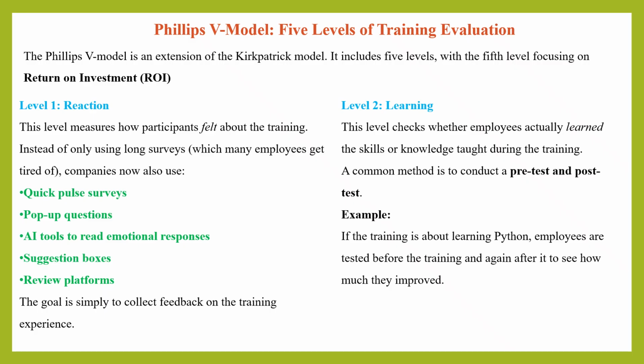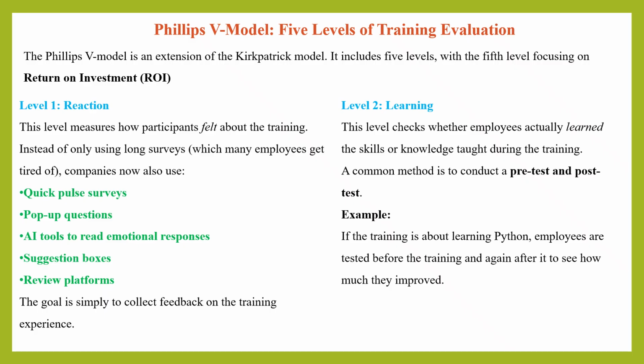in human resource management. Phillips model was developed by Dr. Jack Phillips, and it is an extension of Kirkpatrick's 4-level model. This means that Phillips accepted Kirkpatrick's first 4 levels but added one more extra level to measure the financial return of training. So while Kirkpatrick has 4 levels, the Phillips model has 5 levels. So let's understand each one by one.